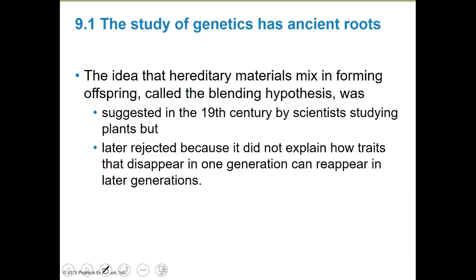The idea that hereditary materials mix in forming offspring was called a blending hypothesis. It was suggested in about the 19th century by scientists studying plants, but then later rejected because it didn't explain how traits that disappear in one generation could reappear in later generations. So we've all heard that things like traits skip a generation; blending can't really explain that for us.